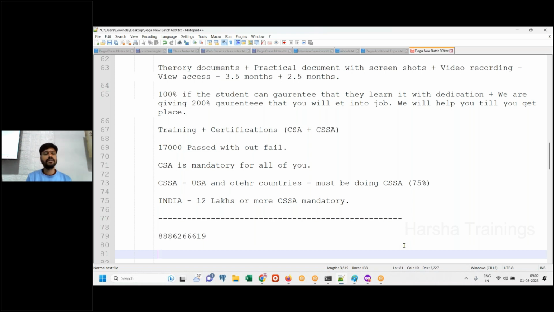Understand? Clear, everyone? Next, this is another number: the admin number, the training number, the Pega training coordinator number. Save this number as Harsha Pega Training, Pega Training. For any other thing you have to contact this number: software download instructions, how to install, how to download, system requirements, anything, you go there.